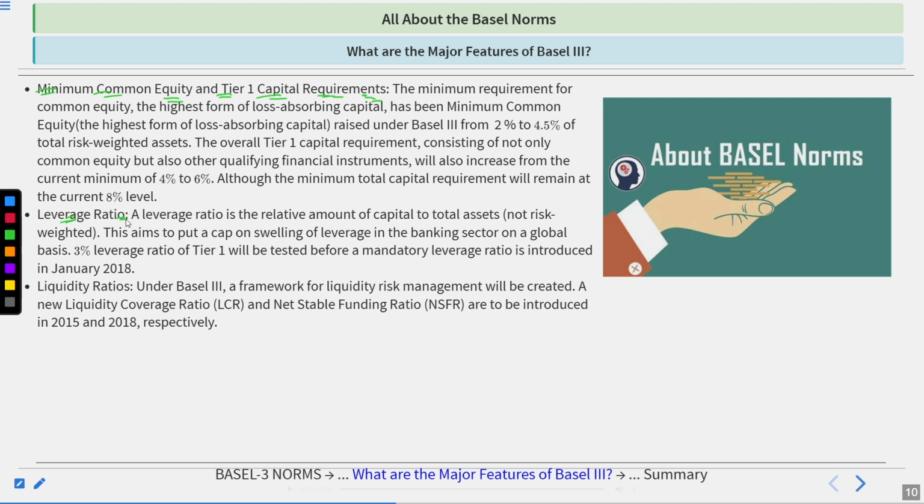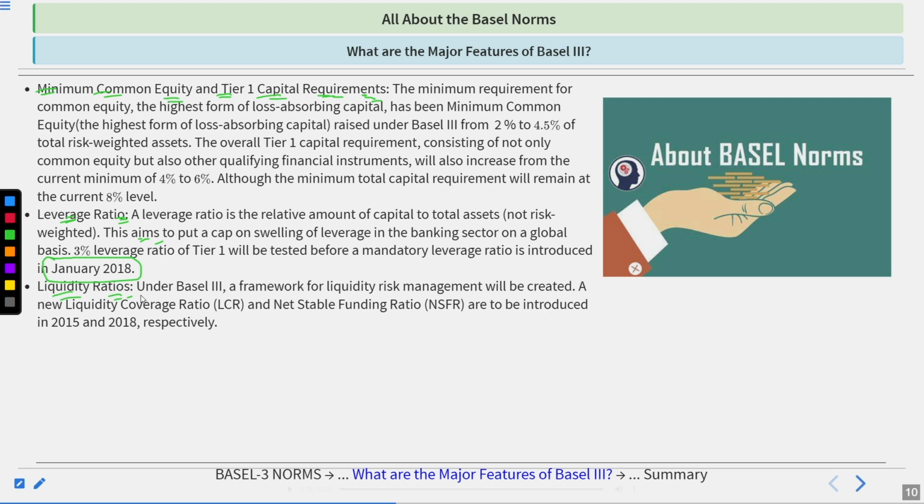Leverage ratio. The leverage ratio is the relative amount of capital to total assets, not risk-weighted. This aims to put a cap on the swelling of leverage in the banking sector on a global basis. A 3% leverage ratio of Tier 1 will be tested before a mandatory leverage ratio is introduced in January 2018.